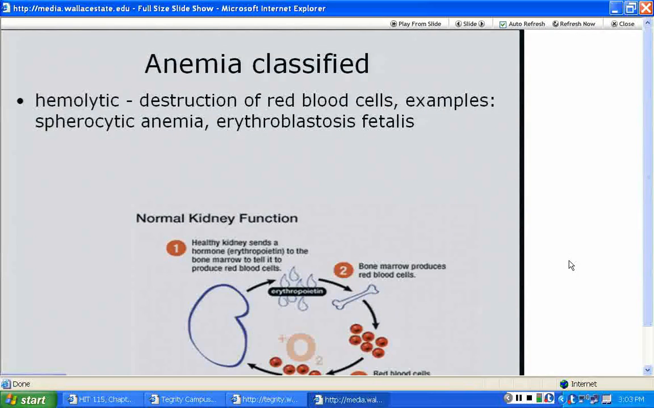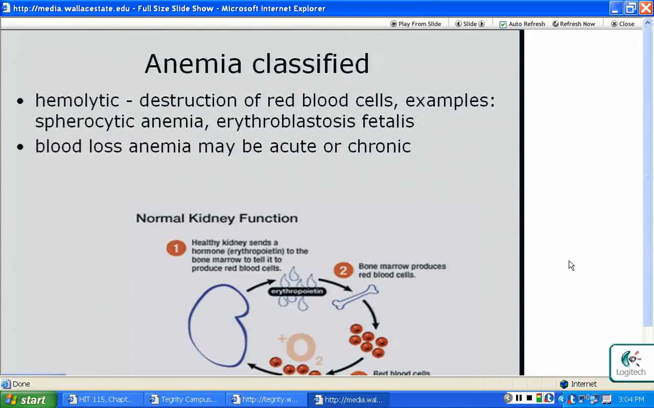Hemolytic anemia, there's destruction of red blood cells. Sickle cell anemia is a type of hemolytic anemia. Spherocytic anemia, the red blood cells are shaped round like balls, and they're very easily destroyed in the bloodstream. Erythroblastosis fetalis was described earlier in another chapter where red blood cells of the fetus are destroyed. Blood loss anemia may be acute or chronic.